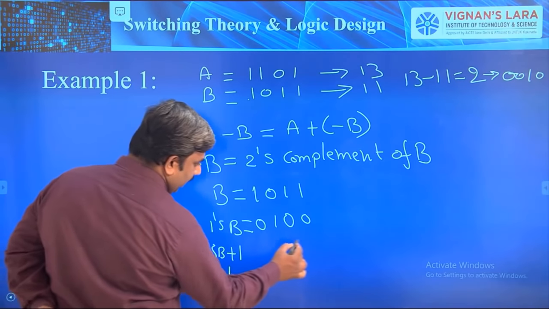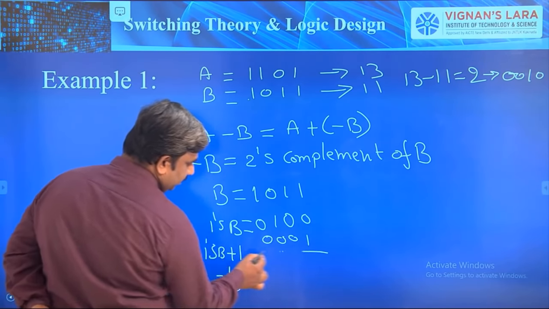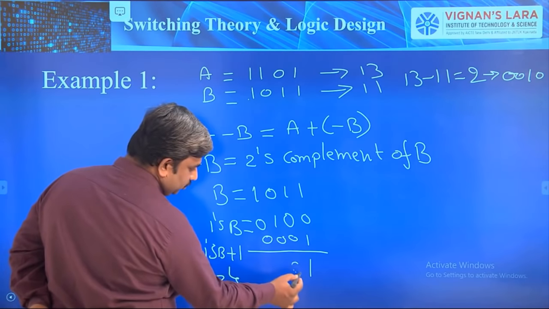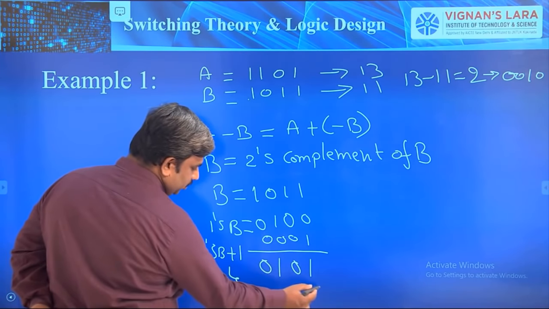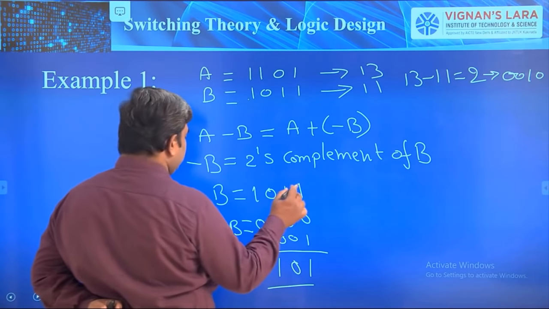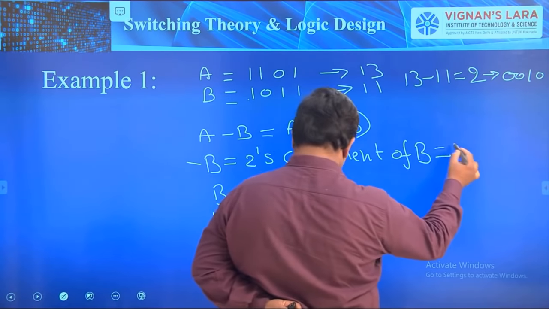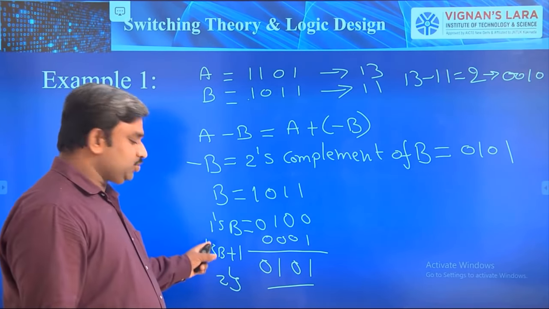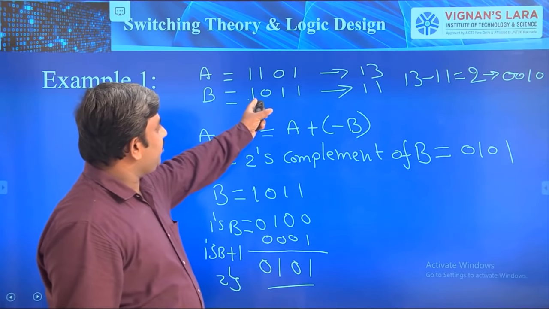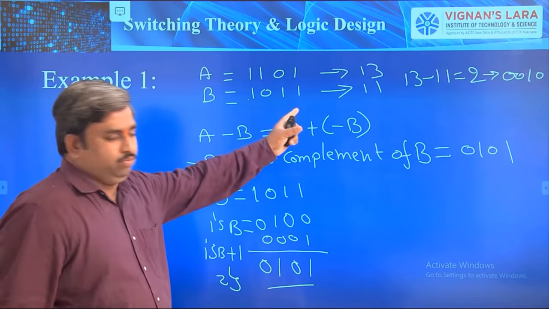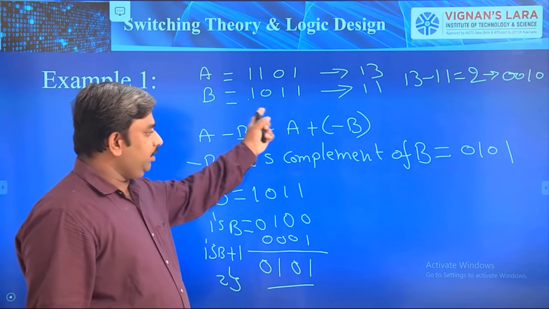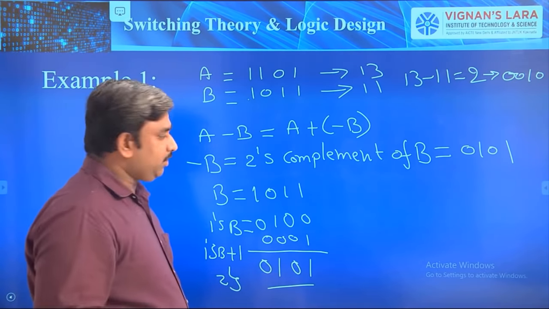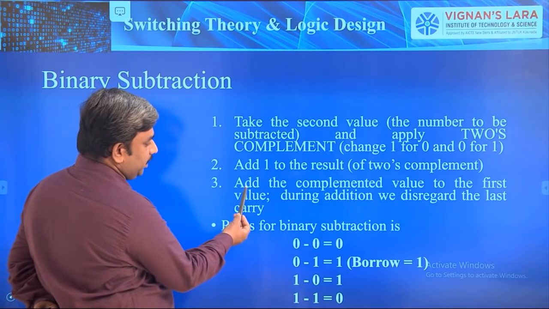So here you have to add 1, right? Add this one. By adding this, 0 plus 1 is 1, 0 plus 0 is 0, 1 plus 0 is 1, 0 plus 0 is 0. So this is the 2's complement value, that is, minus B is equal to 0101. Is it clear? So this is the 2's complement value for B. The given value is 1011, and for this 1011, the equivalent minus B value is 0101.